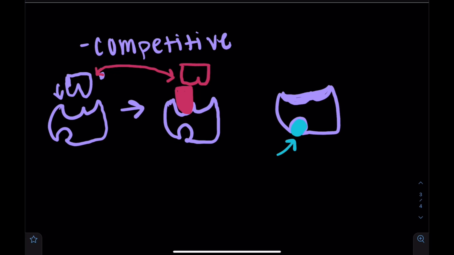So it's very important to remember that with an allosteric inhibitor, once the inhibitor binds to the allosteric site, that's going to cause a change in the shape of the active site, preventing the substrate from binding. This will technically slow down and may even stop the reaction from occurring.